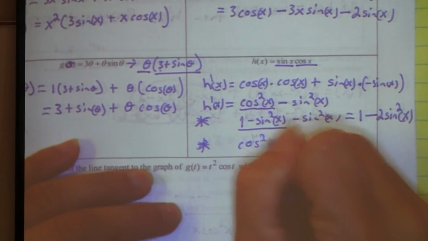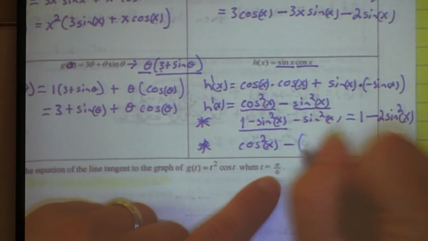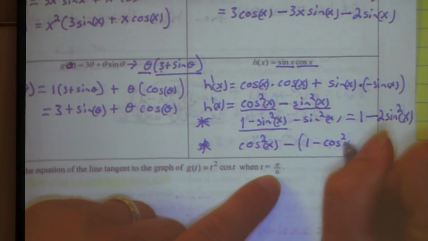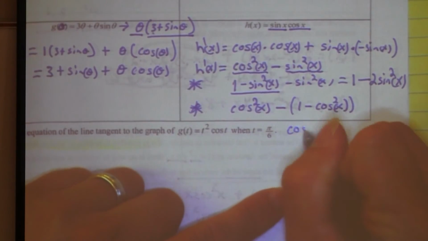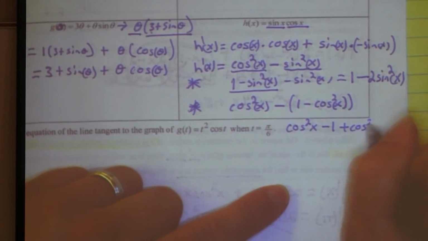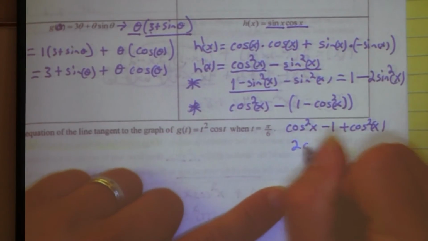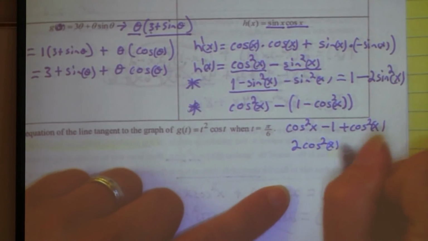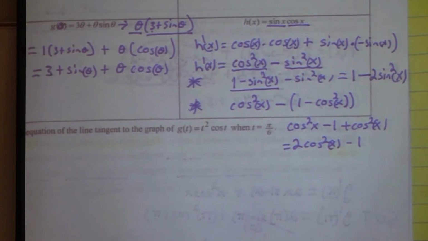That's going to give me cosine squared x, right? Minus, now we're replacing this guy with 1 minus cosine squared x. So what would that one give me? Cosine squared x minus 1 plus cosine squared x, making it be what? 2 cosine squared x minus 1. That's another way I could have told you to make the derivative look. Or that's another answer choice that they could have put in the multiple choice, right?